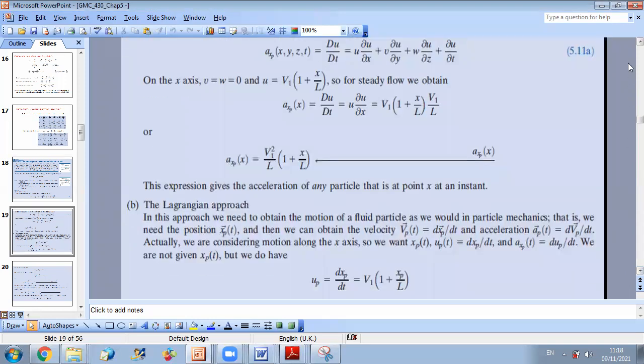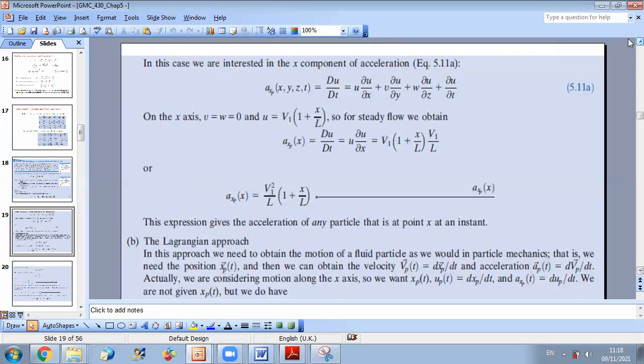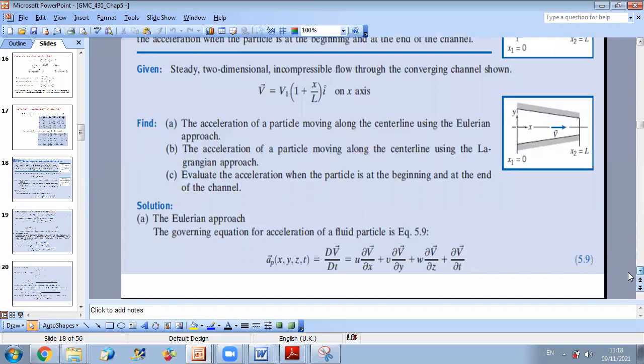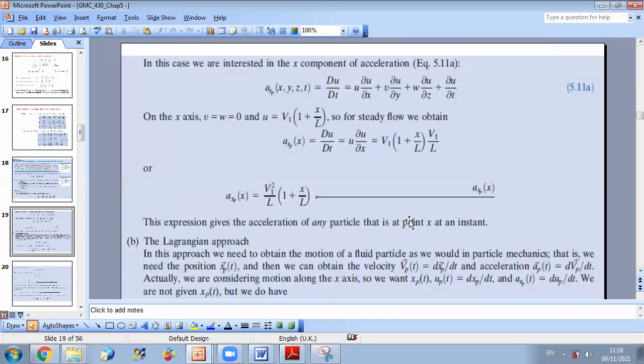So as we said, we have that A is, so first, for the Lagrangian approach, we know that U is dx by dt, okay? And then A is the derivative of velocity with respect to time. So first, we need to get x function of time, as we said.